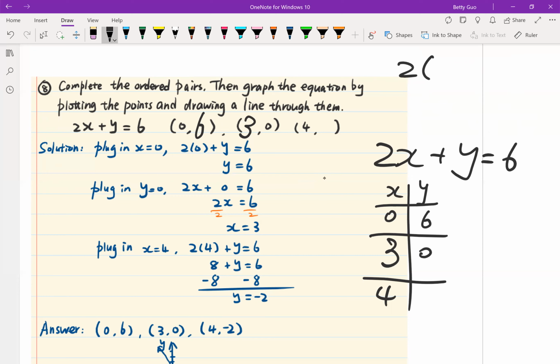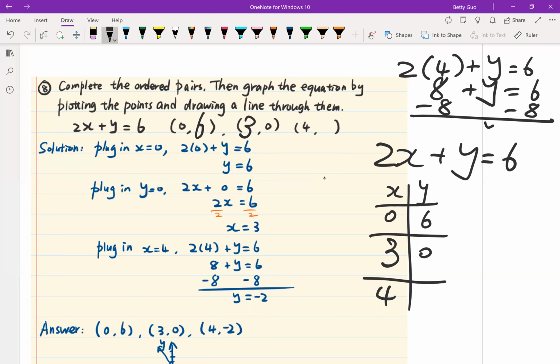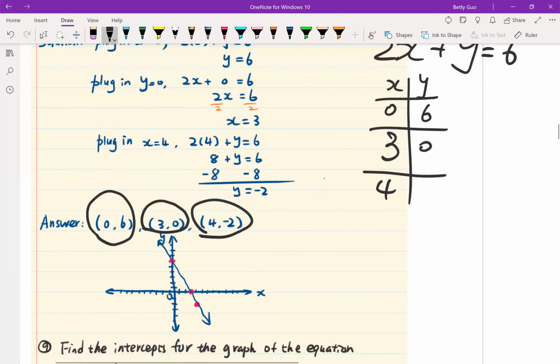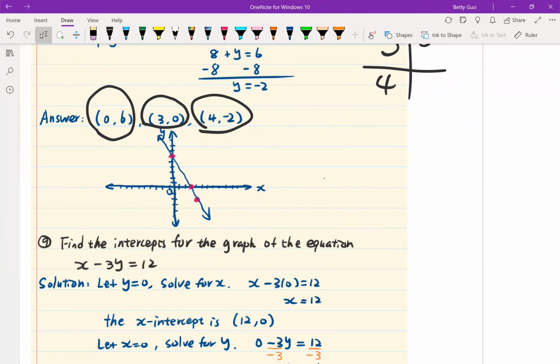2x. So plugging x equals 4 plus y equals 6. 2 times 4 is 8. 8 plus y equals 6. Subtract 8 from both sides. Y equals 6 minus 8, -2. So y is -2. So the three pairs are (0, 6), (3, 0), (4, -2). And you plot the 3 points. Connect those 3 points. You will have the graph of the straight line.